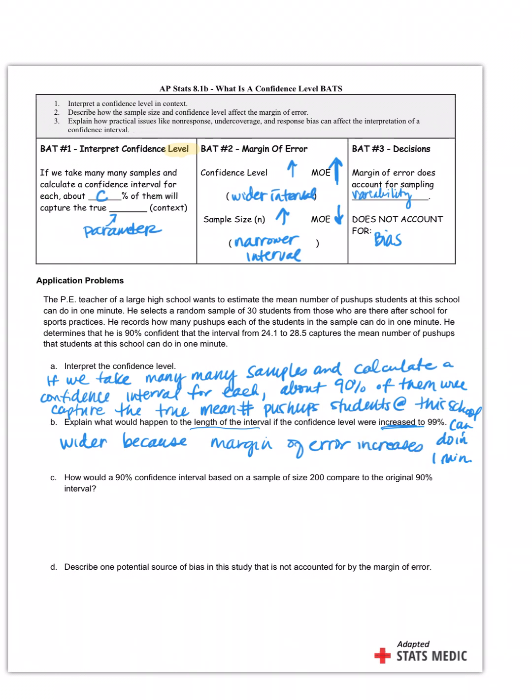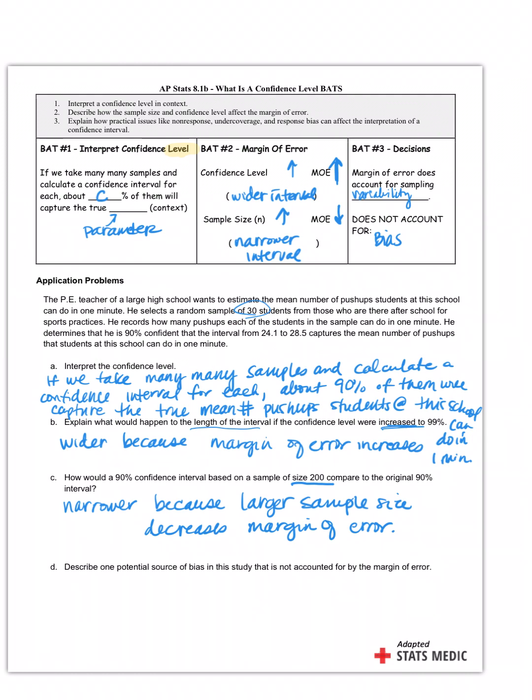How would a 90% confidence interval based on a sample of 200 compare to the original 90%? So the original, remember, was 30 students up here. So we're going way higher in our sample size. So we said up here, if our sample size increases, our margin of error goes down, which creates a narrower interval. So we would say it would be narrower because a larger sample size decreases margin of error.